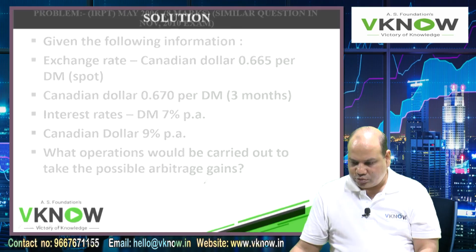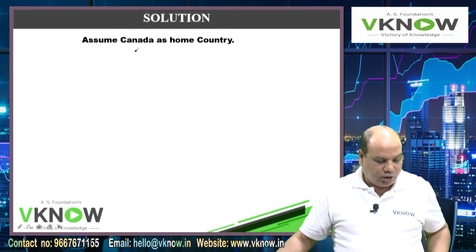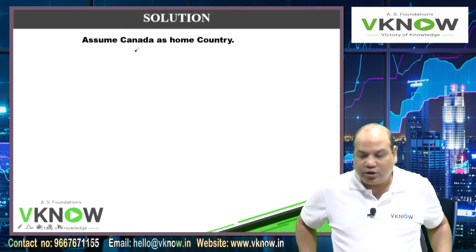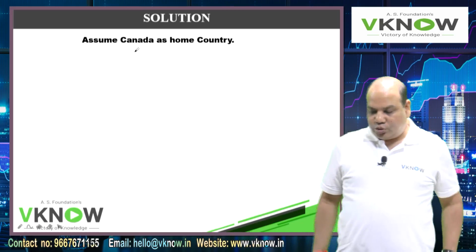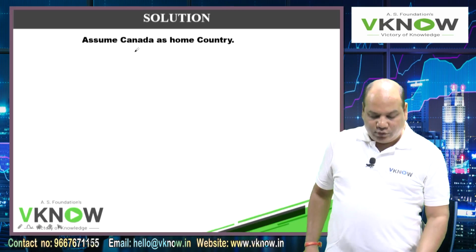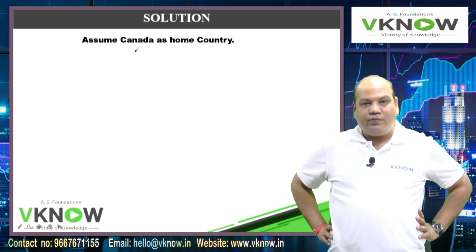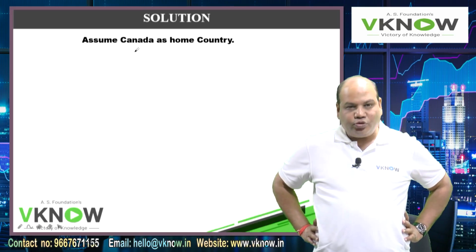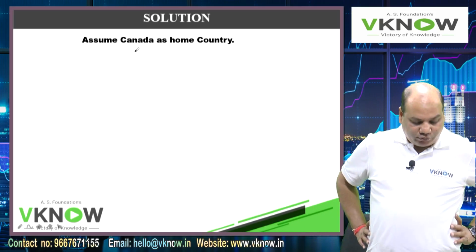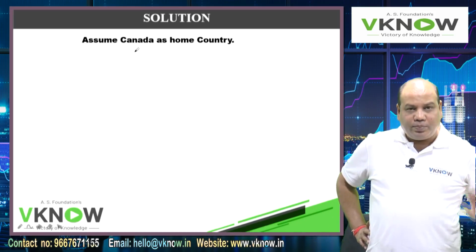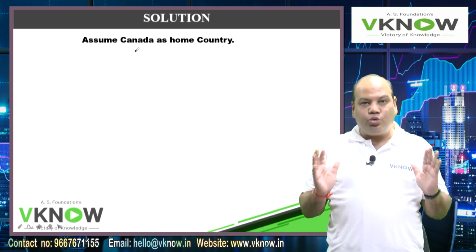So what you do, first write down one assumption. If the problem says a particular country is home country, my job is simple. If they don't say, then I will look for some hint. In the previous problem, the hint was where would a French investor invest. So I took that as a hint. In this question, there is no hint. But to keep my calculation simple, I will try to use a direct quote.